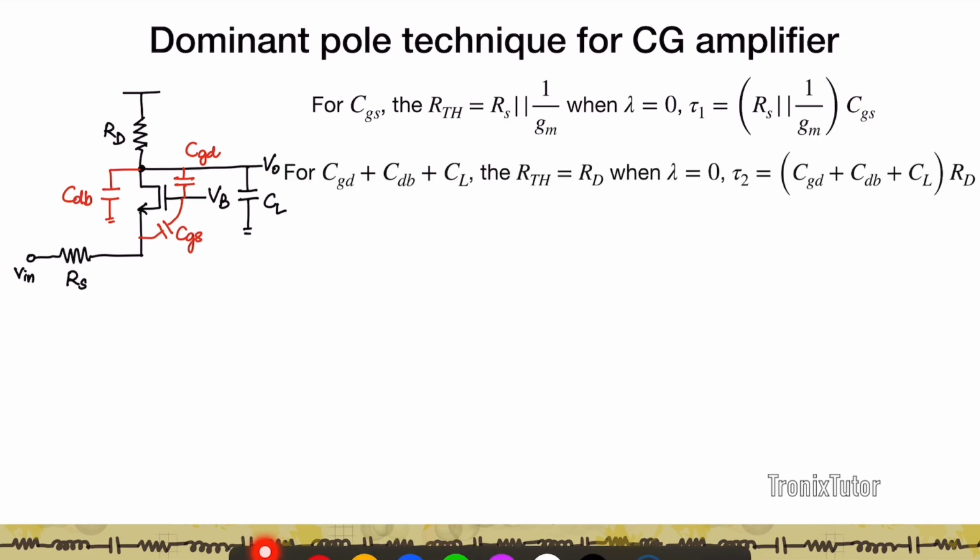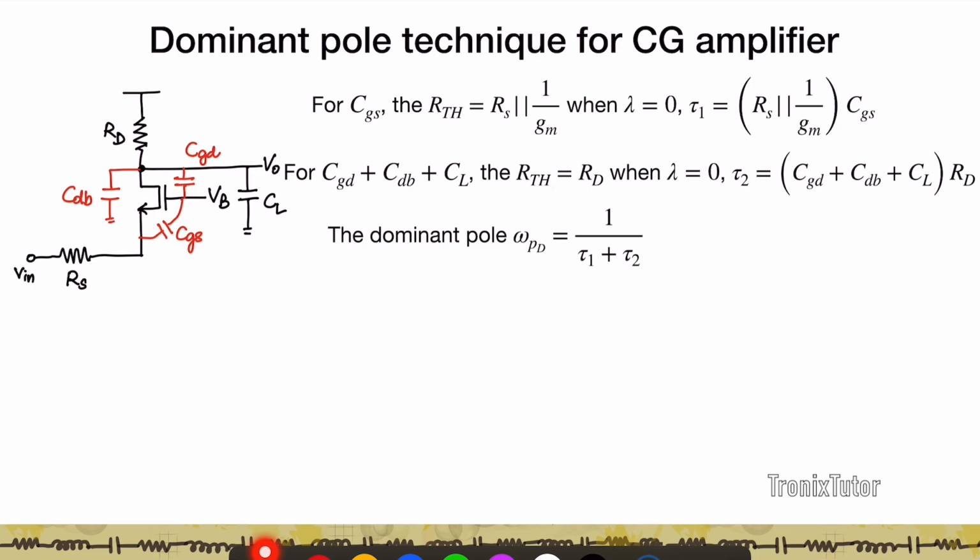Similarly, if you look at the output I have three capacitors, CGD, CDB and CL. So the net capacitance of the output is larger and its Thevenin resistance is RD, and so therefore tau 2 is given by the capacitance times RD. And so therefore for the dominant pole, all I do is take the reciprocal of tau 1 plus tau 2, because there are only two capacitors here, and so that's my dominant pole, which is going to be the sum of the two time constants.